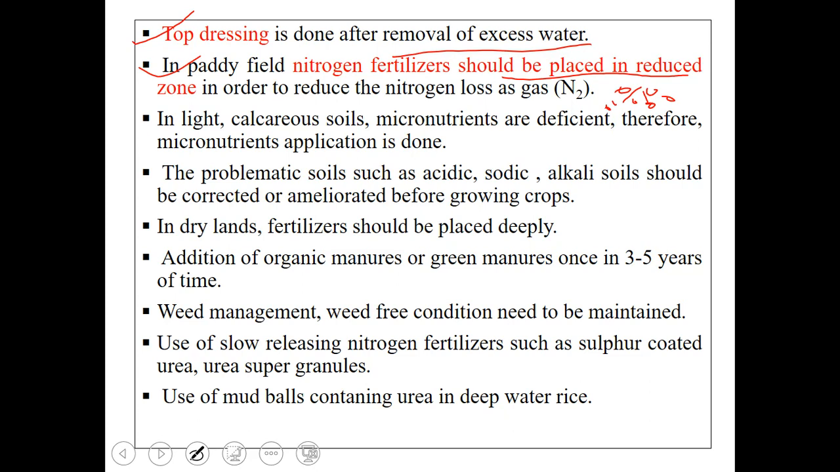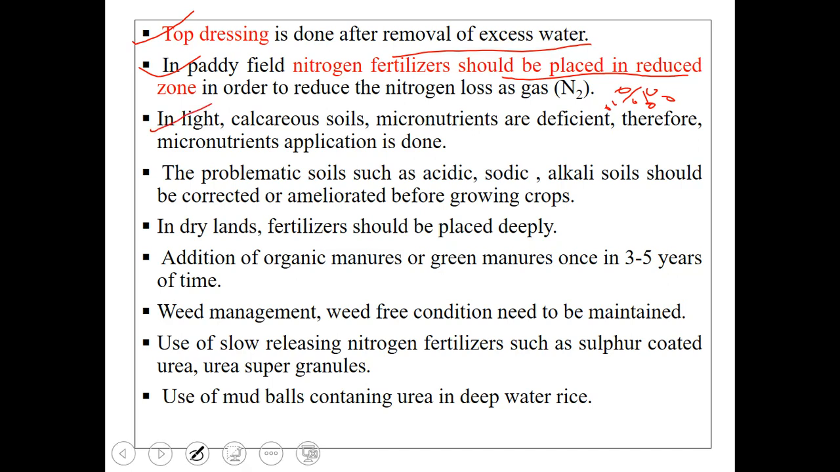So if we incorporate fertilizer in the reduced zone, then what happens? There won't be space for the oxygen to react with the fertilizer. So that will be anaerobic in condition, and there we can reduce the losses of nitrogen fertilizer.